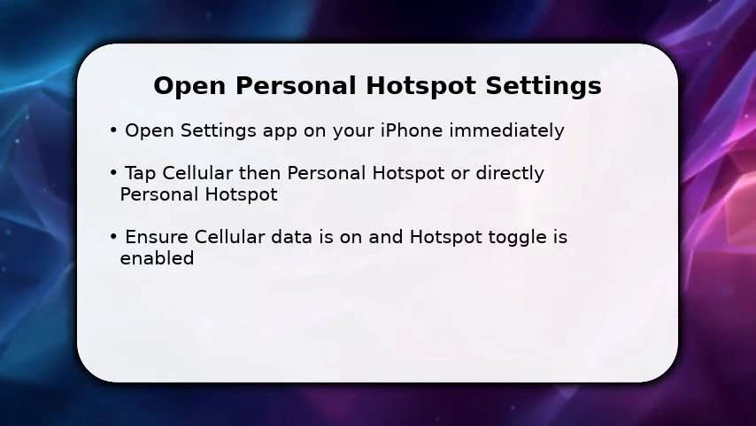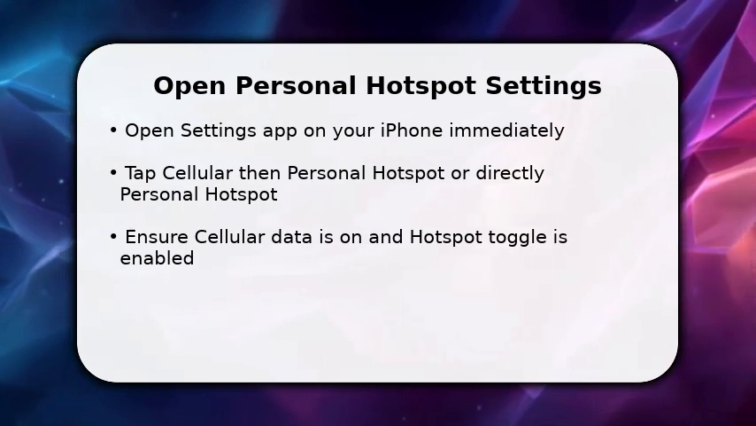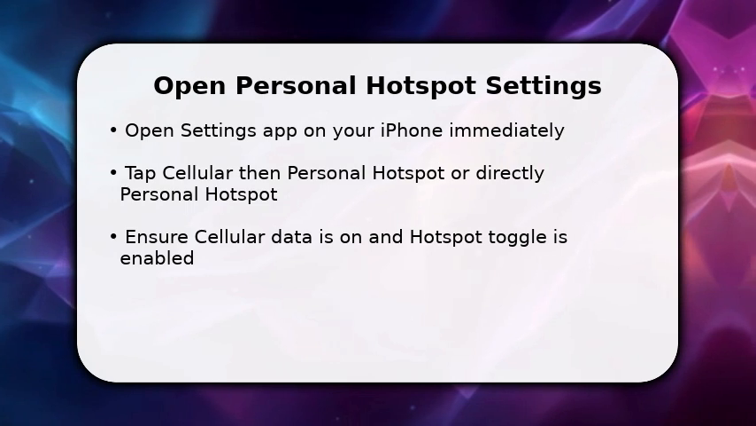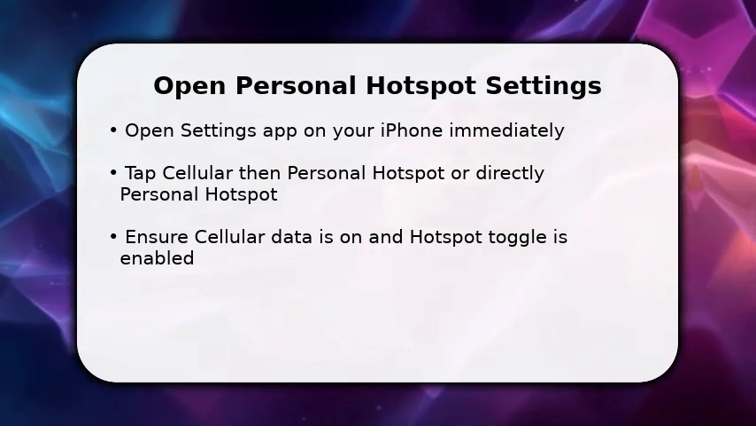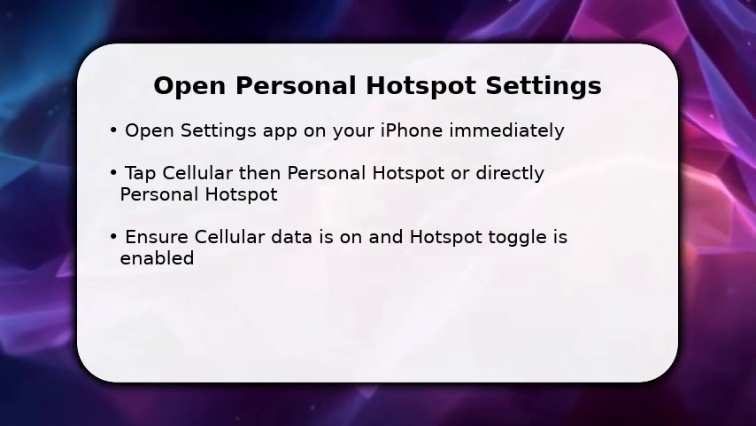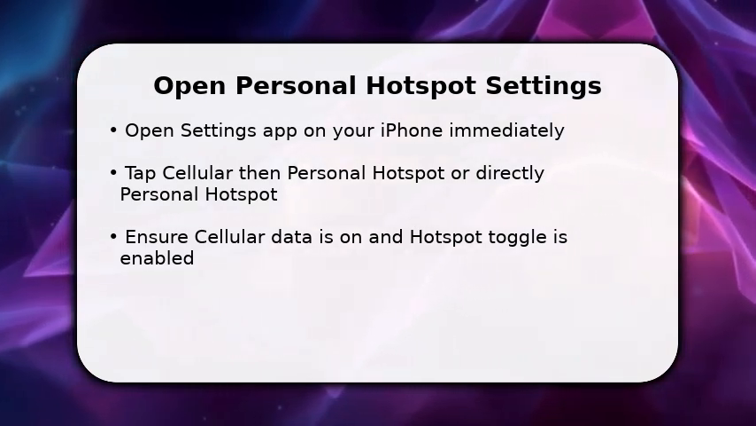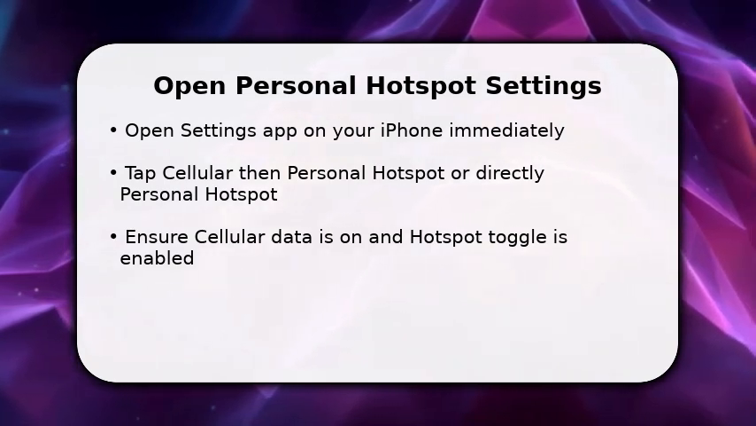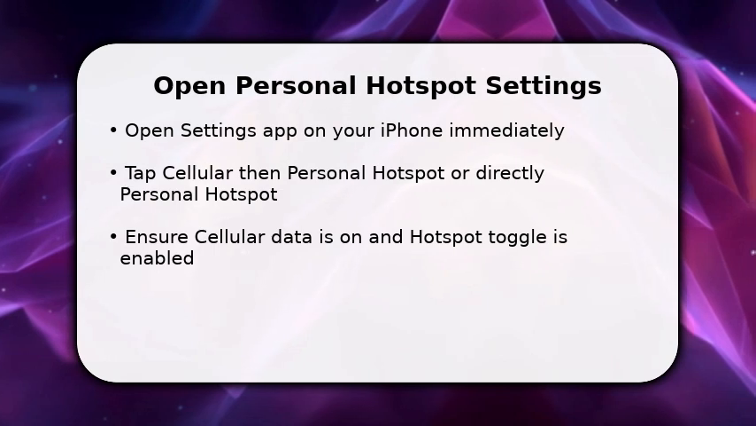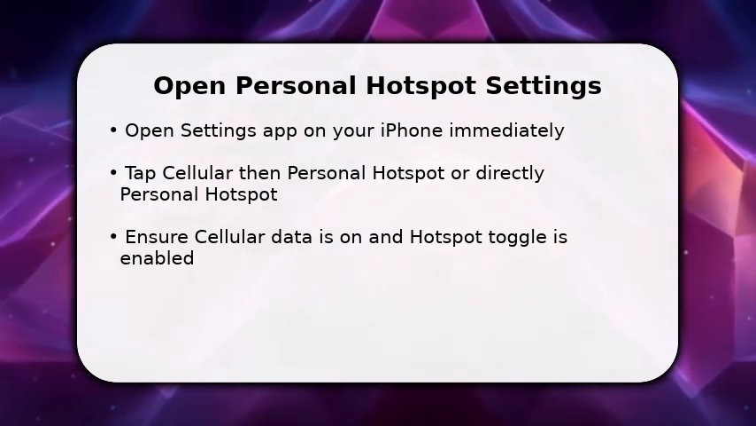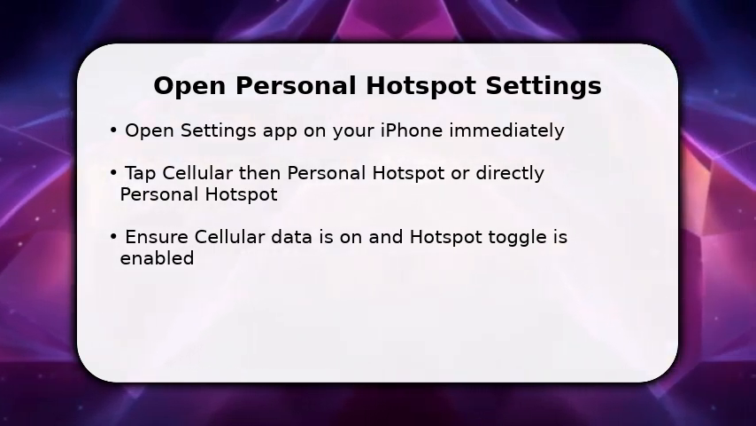You start by opening Settings and going straight to Personal Hotspot. This is where the password lives. Once done, make sure cellular data is enabled because the hotspot controls depend on it. If you see a direct Personal Hotspot row, tap it now. Otherwise, tap Cellular then Personal Hotspot. You need the hotspot toggle on to reveal the Wi-Fi password field. This first step sets up visibility and writes the password in plain text, so you can copy.